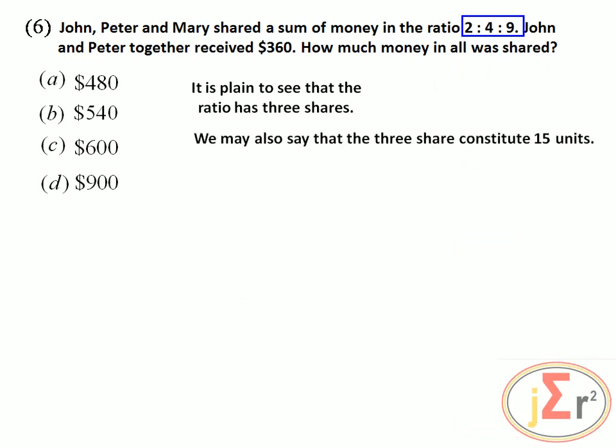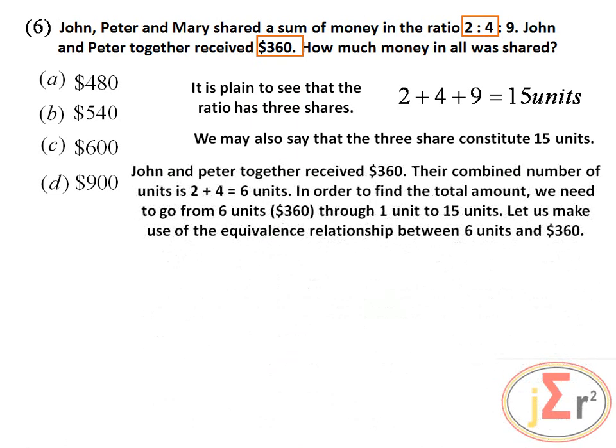We may also say that the 3 shares constitute 15 units. Of course, we have 2 plus 4 plus 9, and that is equal to 15 units. John and Peter together received $360. Their combined number of units is 2 plus 4, which is equal to 6 units.